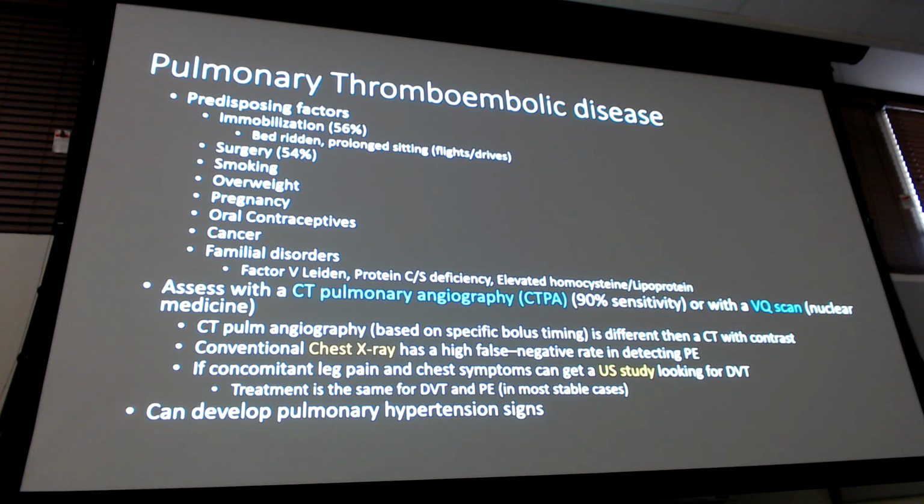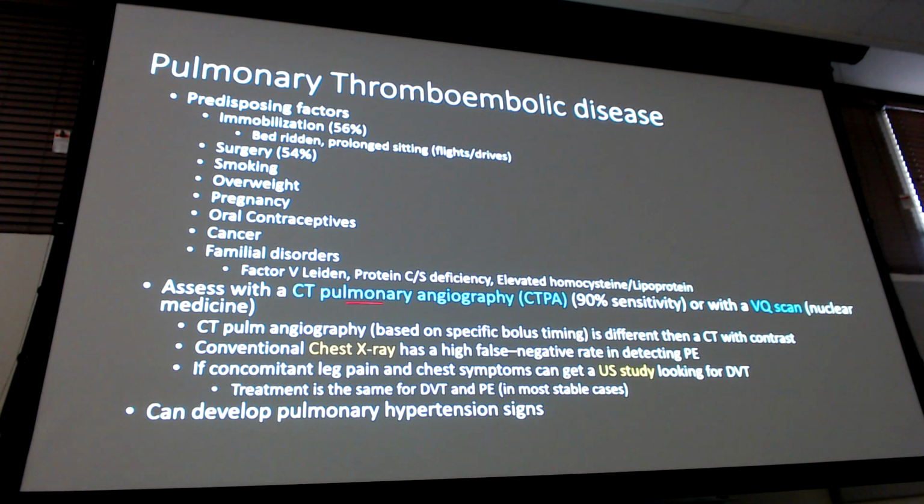Because if there are no contraindications, your CTPA, or CT with contrast, however you want to do it, CTPA, pulmonary angiography, is your study of choice. But if you can't give contrast for any reason whatsoever, they're pregnant, they have poor kidney function, right? Those are the two main ones we talked about. They're allergic to the contrast. Then you go to your VQ scan, your ventilation perfusion.